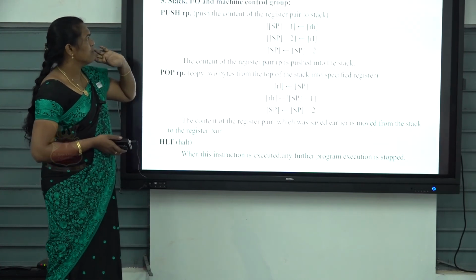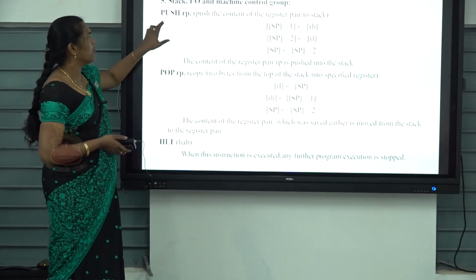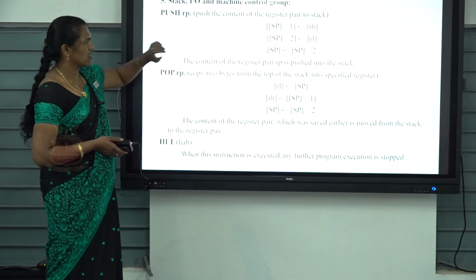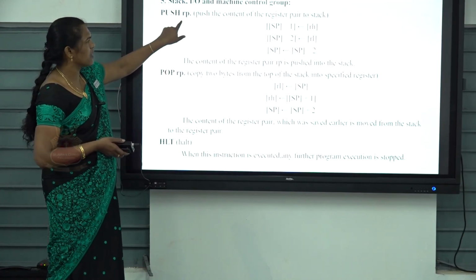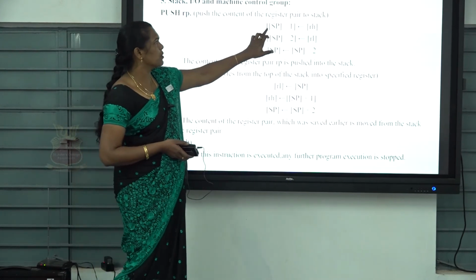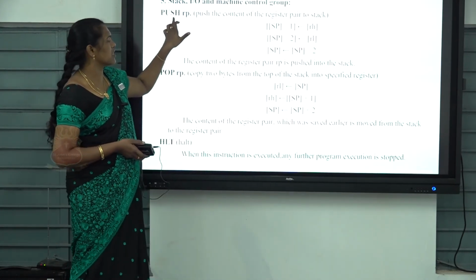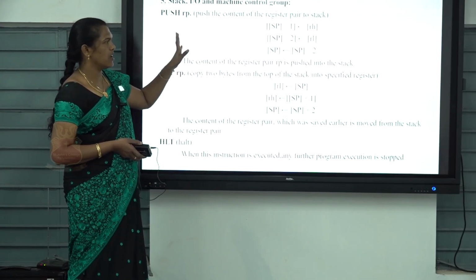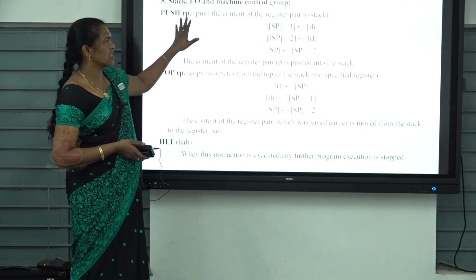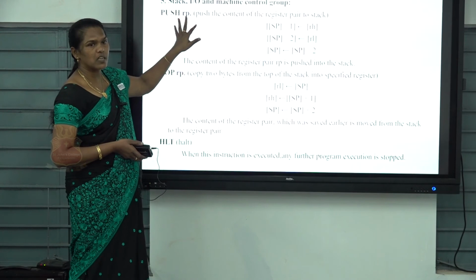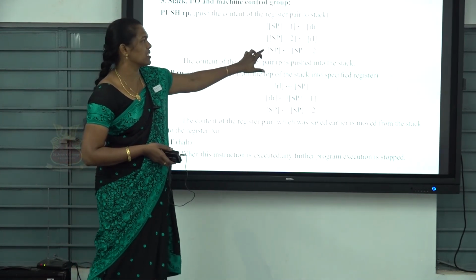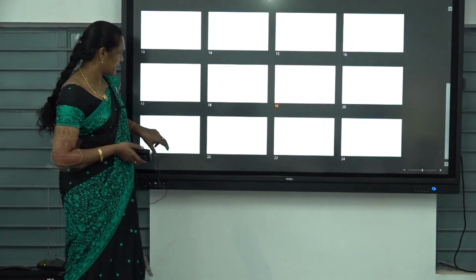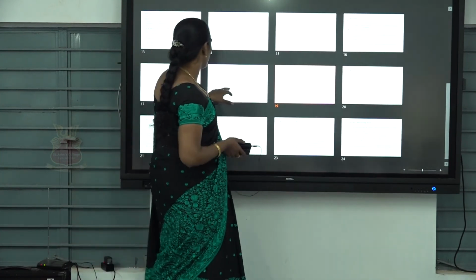Then stack and machine control instructions, PUSH and POP. PUSH register, the push instruction is used to push the data to the stack. Okay. The stack pointer is decremented by 2. So using this instruction we can push the data of the HL pair or BC pair or DE pair, anything. Okay. So after this instruction is executed, the stack pointer is decremented by 2. Then POP is used for retrieving the data.